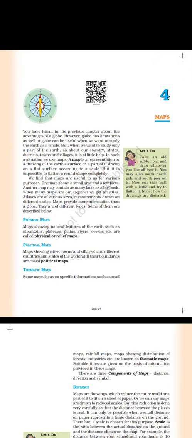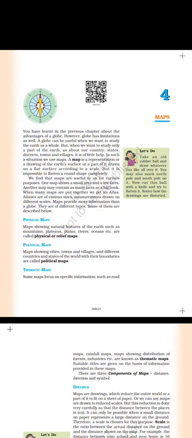Social Science, The Earth, Our Habitat, Textbook in Geography for Class 6th, Chapter 4, Maps. You have learnt in the previous chapter about the advantages of a globe. However, a globe has limitations as well. A globe can be useful when we want to study the earth as a whole. But when we want to study only a part of the earth, such as our country, states, districts, towns and villages, it is of little help. In such a situation, we use maps.